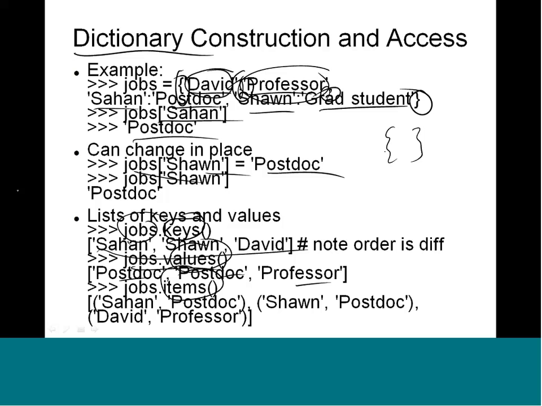Even though we said this is a mutable data type, the keys are of immutable data type. Keys are immutable, so they should be either a string, a number, or a tuple. These are the only data types allowed as the key. The value can be anything else.